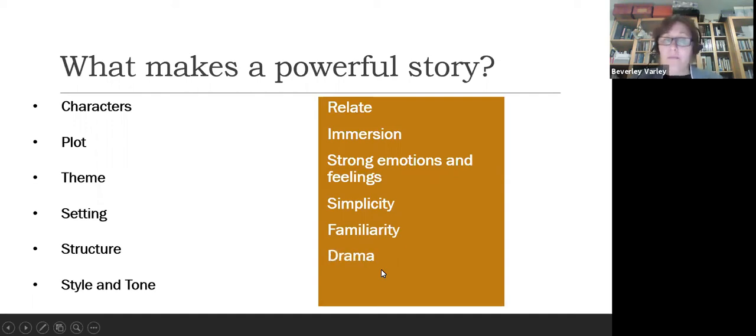It must create drama, a sense of crisis, conflict, a challenge. And you must be able to draw your own conclusions. That's apparently what makes a powerful story.